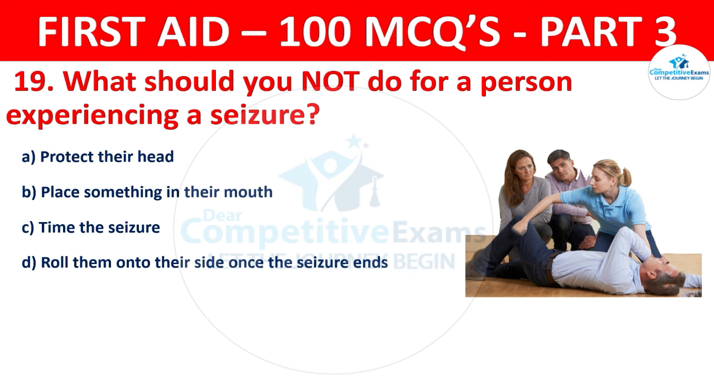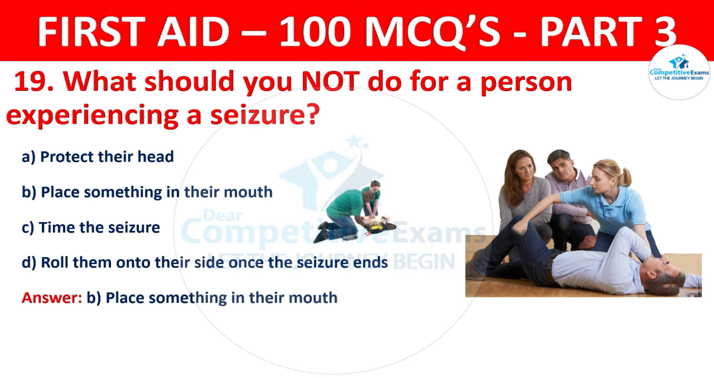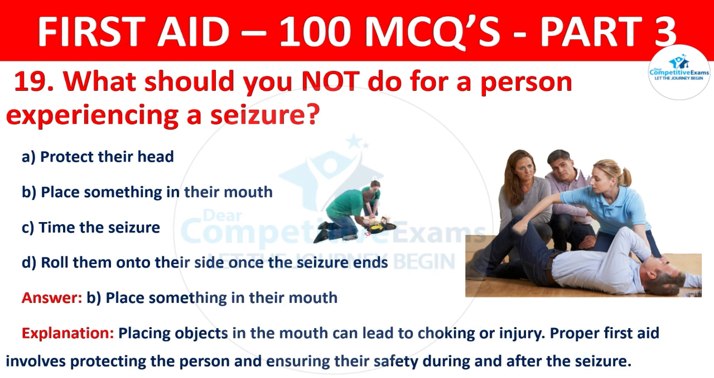The correct answer is B, that is place something in their mouth. Placing objects in the mouth can lead to choking or injury. Proper first aid involves protecting the person and ensuring their safety during and after the seizure.